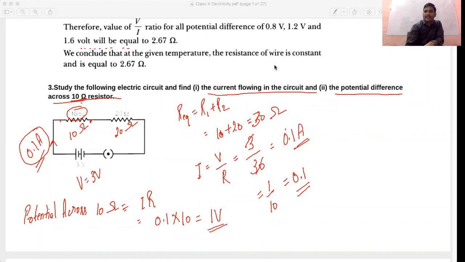So 1 volt will be the potential across this 10 ohm resistor. Is it clear to all of you? Yes, sir. Okay, so this is done.